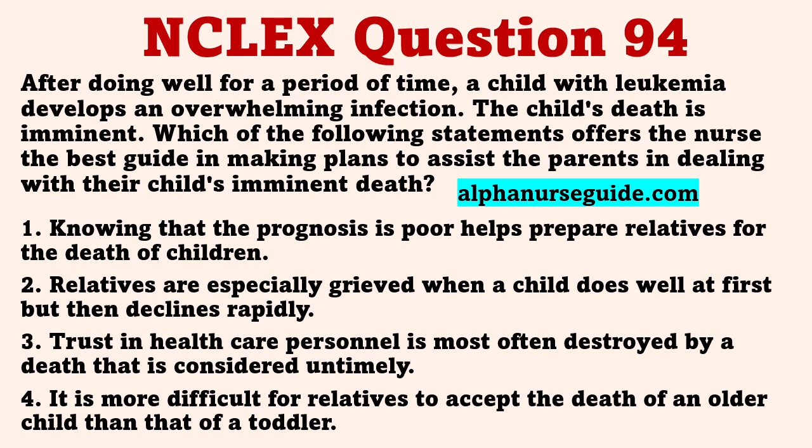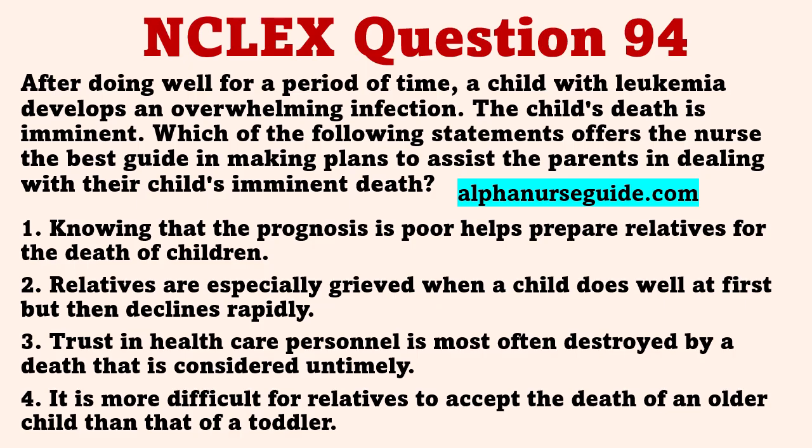It has been found that parents are more grieved when optimism is followed by defeat. The nurse should recognize this when planning various ways to help the parents of a dying child. It is not necessarily true that knowing about a poor prognosis for years helps prepare parents for a child's death. Death is still a shock when it occurs. Trust in healthcare personnel is not necessarily destroyed when a death is untimely if the family views the personnel as having done all that was possible. It is not more difficult for parents to accept the death of an older child than that of a younger child.